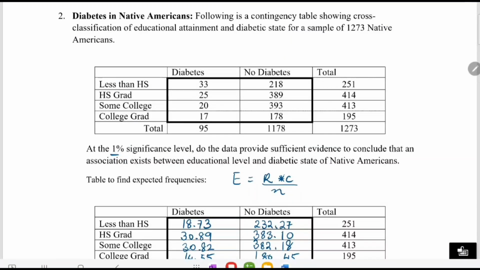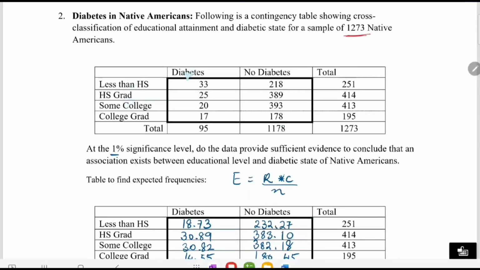Now, the second question on the project is on the chi-squared test of independence or test of association, where we try to find if there is any association between two variables. So this question is on the diabetes in Native Americans. Following is a contingency table showing cross-classification of educational attainment and diabetic state for a sample of 1,273 Native Americans. And this is the data given to us.